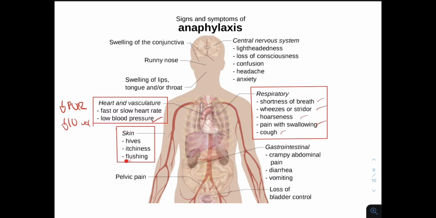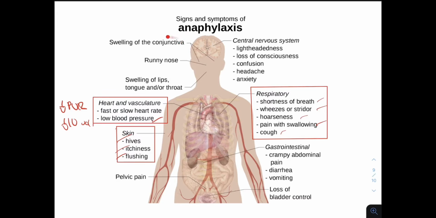Now, in the skin, we have the same mechanisms. So vasodilation and increased permeability results in flushing as well as hives, and the itching is due to histamine binding to the nerve endings. Now, everything else occurs secondary to the cardiovascular or respiratory complications as well as inflammation.